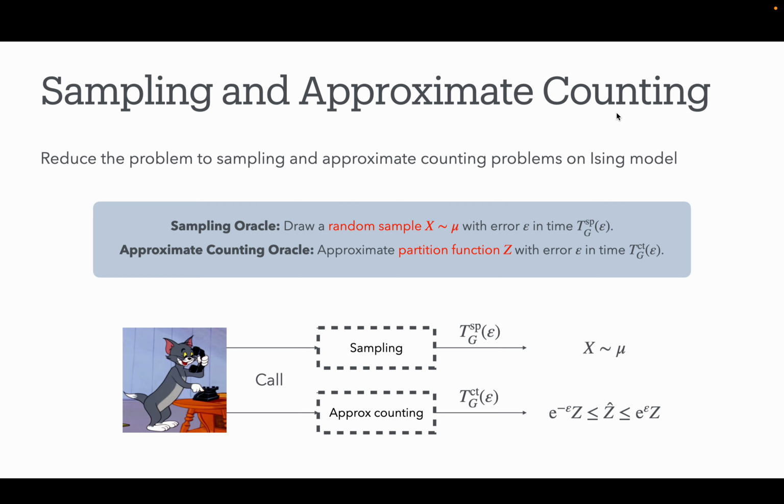So for two oracles, we can call them, and in some time, the sampling oracle gives us a sample x from mu, and the approximate counting oracle gives us a Z hat, a relative error approximation of the real partition function Z.